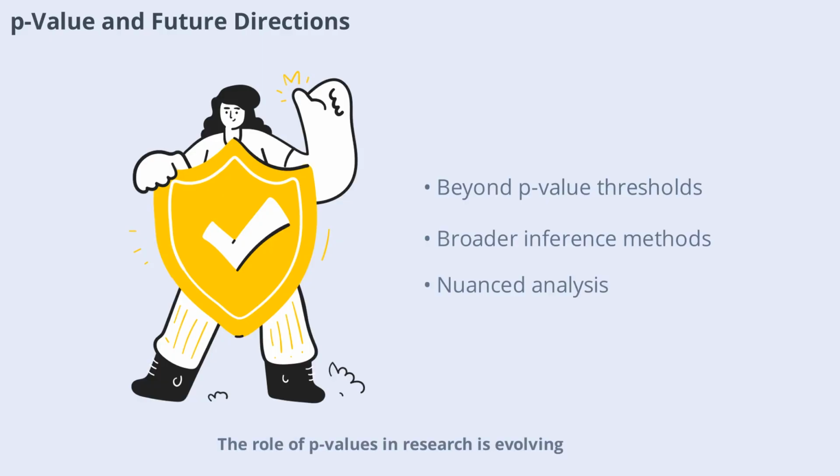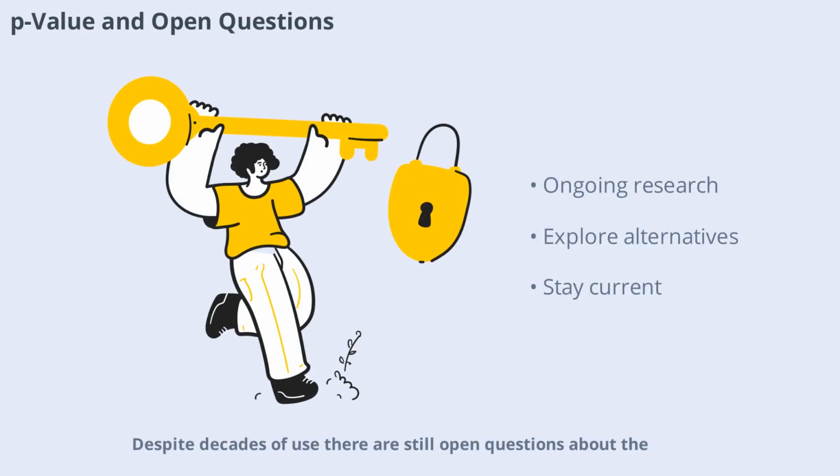The role of p-values in research is evolving. Some journals and organizations are moving away from strict p-value thresholds and encouraging a broader approach to statistical inference. This includes considering effect sizes, confidence intervals, and the overall quality of evidence. The future of statistical analysis is likely to be more nuanced and comprehensive. Despite decades of use, there are still open questions about the best ways to use and interpret p-values. Ongoing research is exploring alternatives and improvements to traditional methods. Staying informed about these developments helps ensure that your statistical practice remains current and effective.